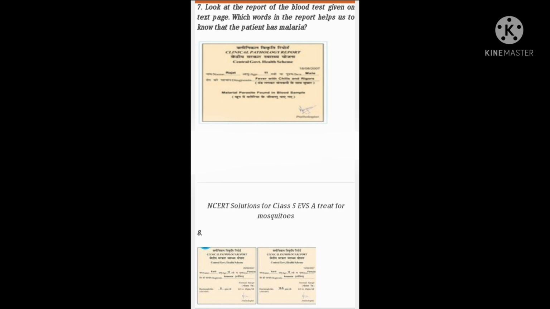Question number 7. Look at the report of the blood test given on the next page. Which words in the report help us to know that the patient has malaria? Answer, it is clearly mentioned in the report that malarial parasite has been found in the blood sample of the patient.